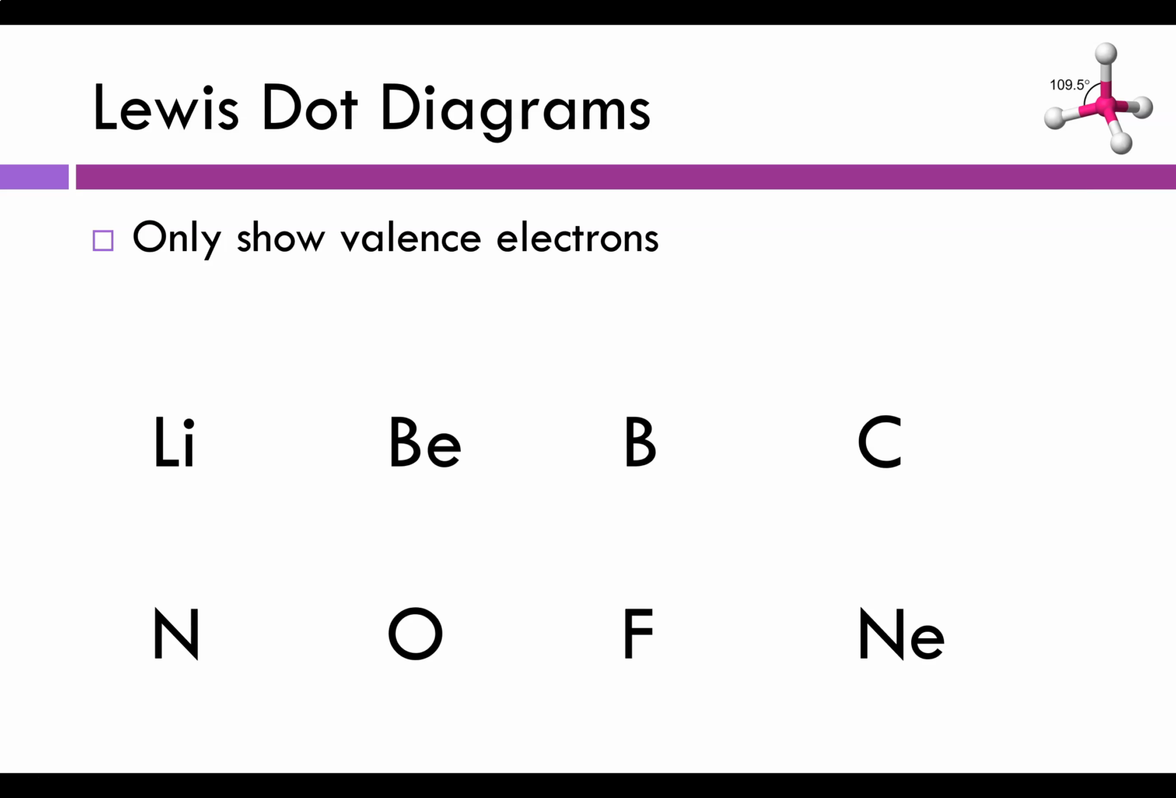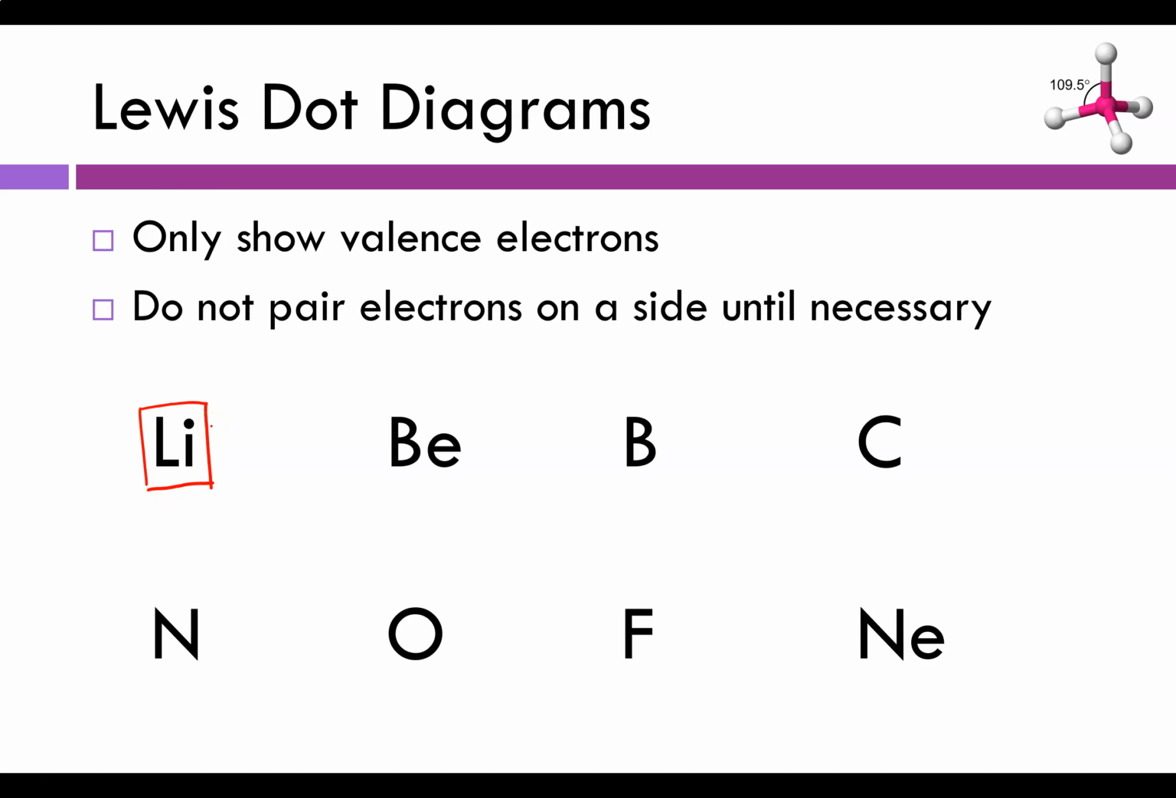What we're going to do is imagine that there's a little box around an element symbol. So I've got top, bottom, left, and right. And we're going to put the element's valence electrons around this box on one side at a time and only pair them up when necessary.